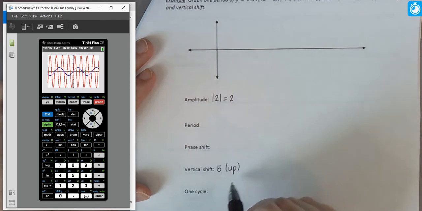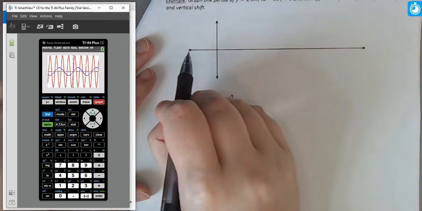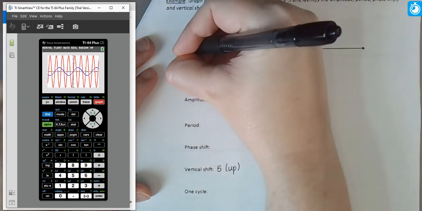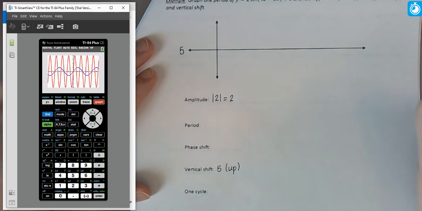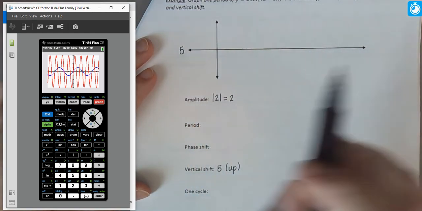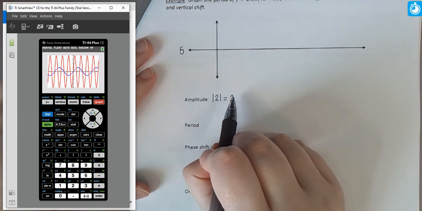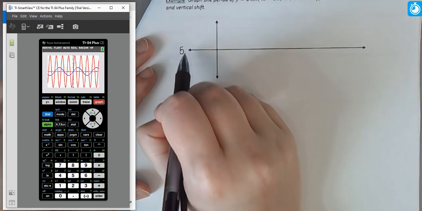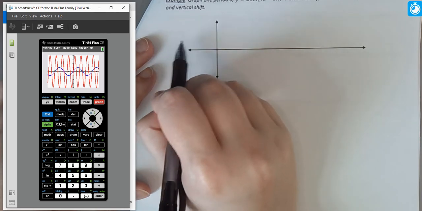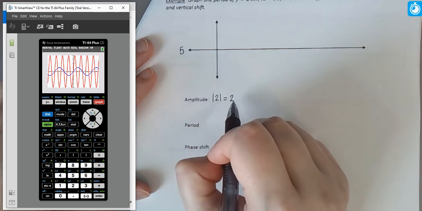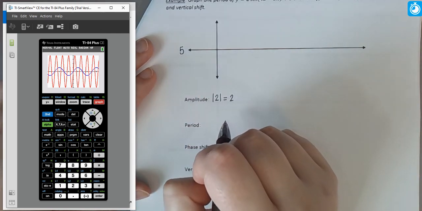Now we're shifting everything up 5 units, which means our original line at 0 is now shifted up, and we're now at y is equal to 5. That's going to be our new central line. Now from that central line, our amplitude is going to be 2 units, which means we have 2 units above to maximize and 2 units below to minimize. So what we have to figure out is from 5, what would the maximum and minimum values be given that we stretch a distance of 2 units in either direction?